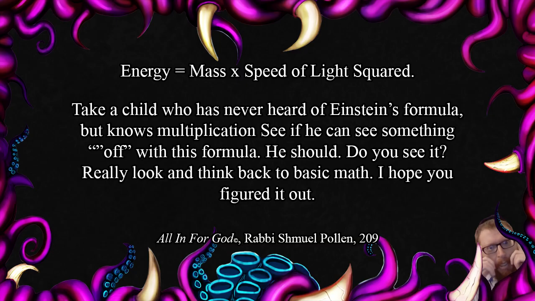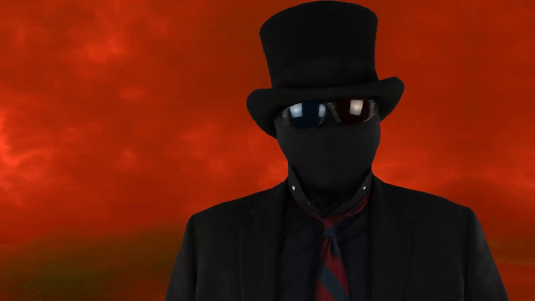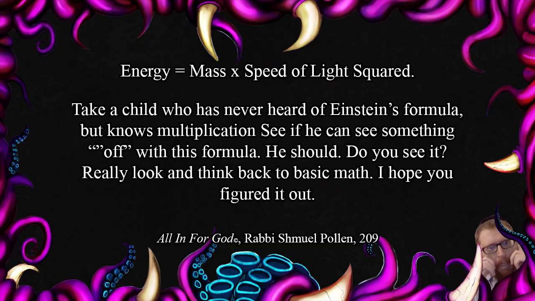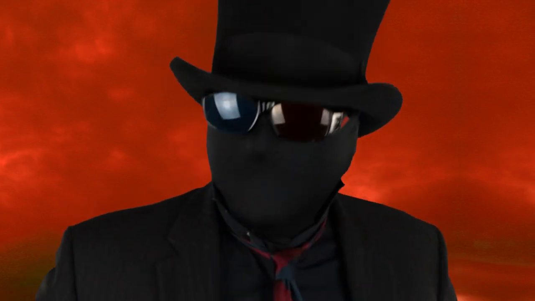Energy equals mass times speed of light squared. Does it? But you keep saying energy equals mass times speed of light times 2. Which is it? Do you even know there's a difference? Take a child who has never heard of Einstein's formula but knows multiplication. Just multiplication or division too? Hey, maybe you can ask this kid what division means.